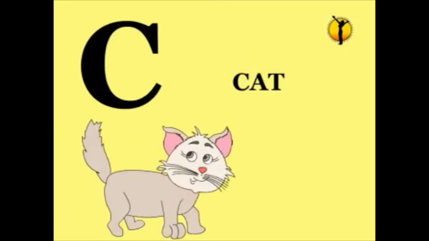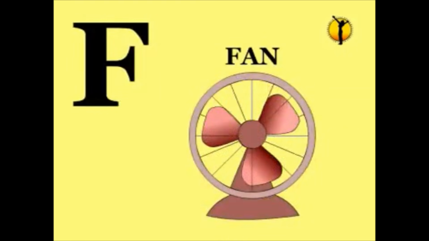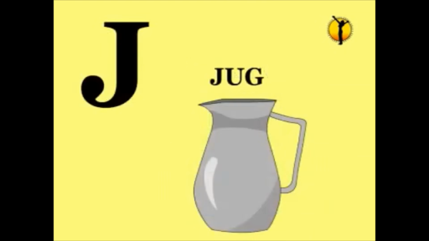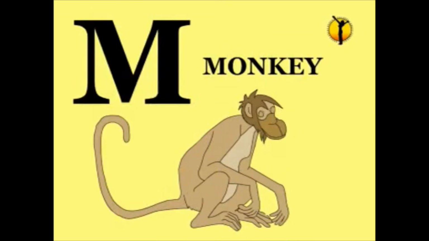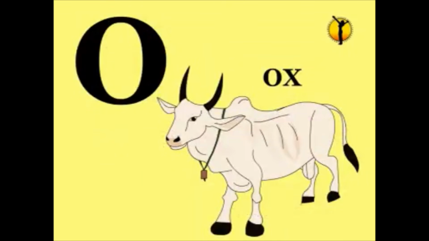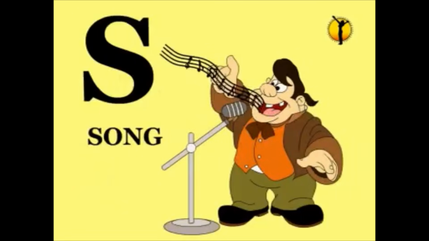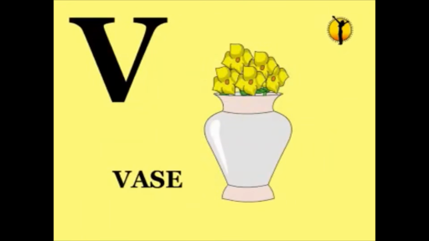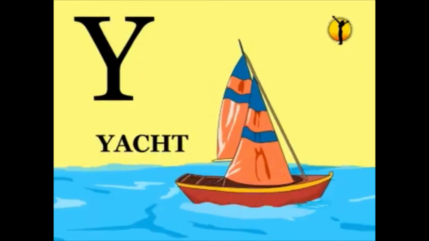Listen carefully once again. A for apple, B for ball, C for cat, D for dog, E for egg, F for fan, G for gun, H for hen, I for ink pot, J for jug, K for king, L for lion, M for monkey, N for nest, O for ox, P for parrot, Q for queen, R for rabbit, S for song, T for train, U for umbrella, V for vase, W for watch, X for Xmas, Y for yacht and Z for zebra.